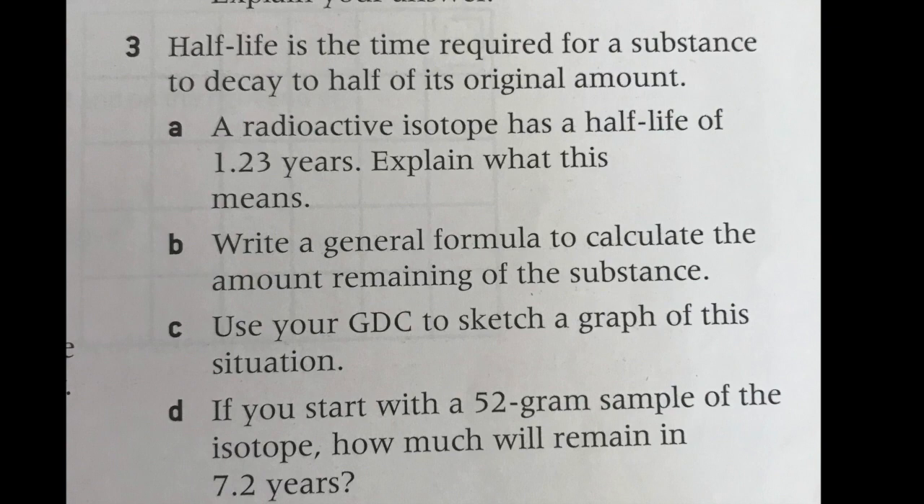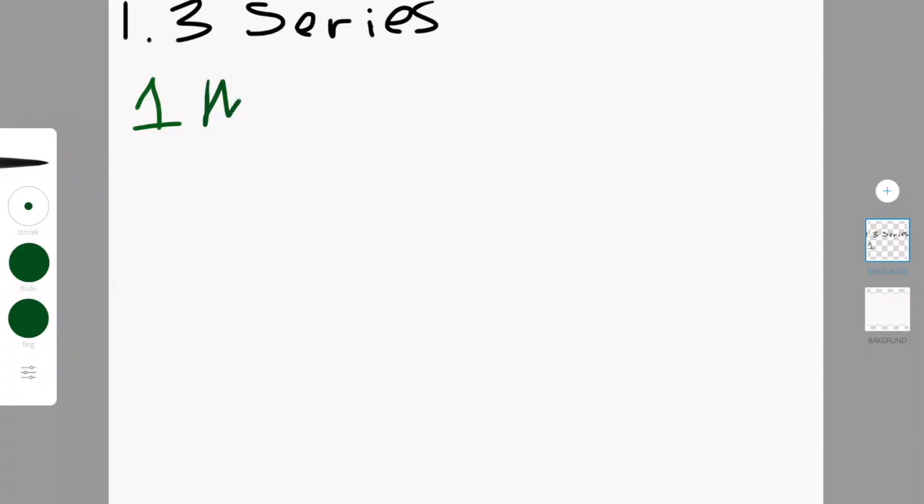Now in this video, we will only be doing B and D, because for C, I couldn't be bothered to bring my calculator forward. Also, it ran out of battery. And A, even though we will touch upon it, the answer is literally just that it takes 1.23 years for the isotope to decay to half of its original amount. That's pretty much the answer to A, so I didn't feel the need to write it down.